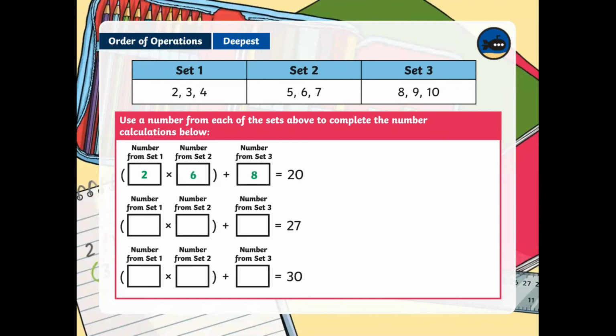Sorry, I don't know why they're doing that. Oh, there's more than one option, of course. 2 times 6 is 12 plus 8 also gives you 20. Sorry, I forgot about the second answer.